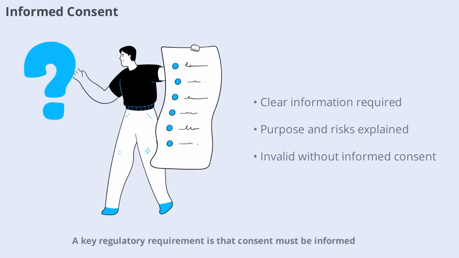A key regulatory requirement is that consent must be informed. This means individuals must receive clear, understandable information about what they are consenting to. Organizations must explain the purpose, risks, and benefits and give people the chance to ask questions. Without informed consent, any agreement may be considered invalid under the law.